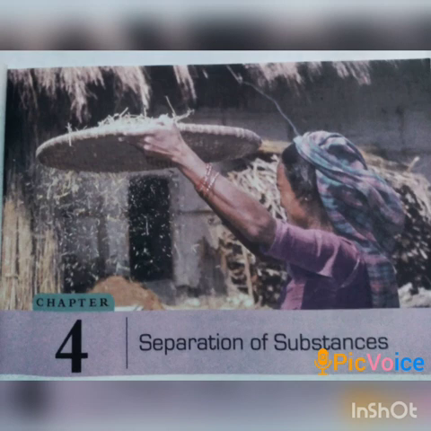The different methods are handpicking, threshing, winnowing, sieving, magnetic separation, and sublimation. These are the methods which are used to separate the components of solid mixtures.